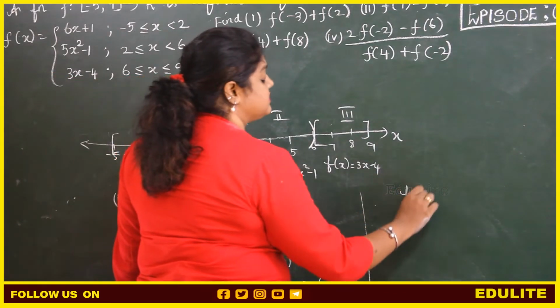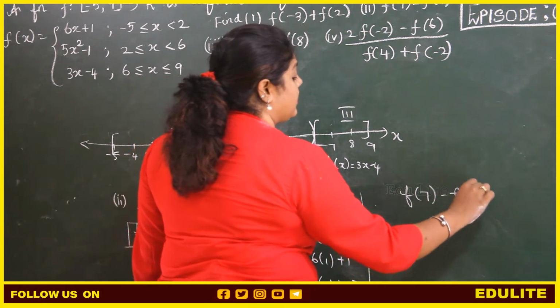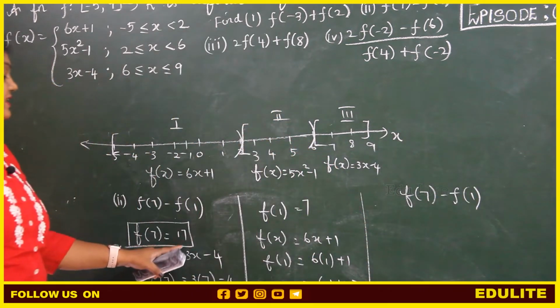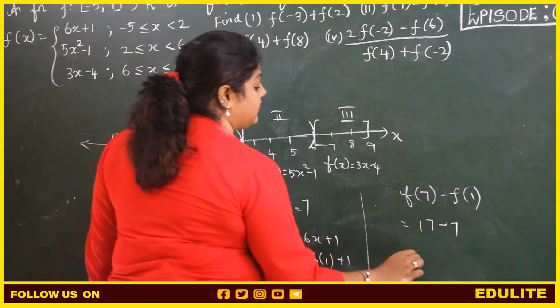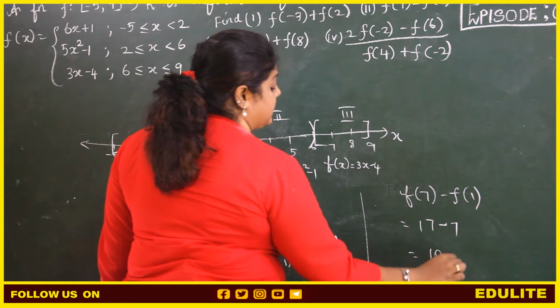Second option is f of 7 minus f of 1. f of 7 we got as 17 and f of 1 we got as 7. So, 17 minus 7, it is 10.